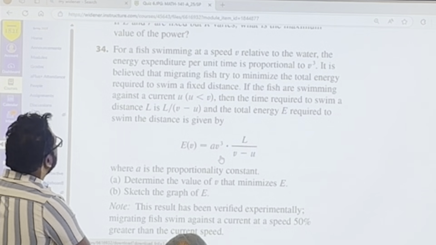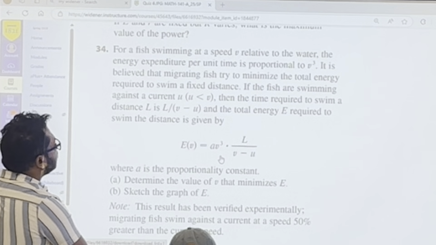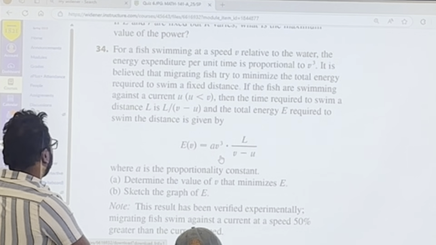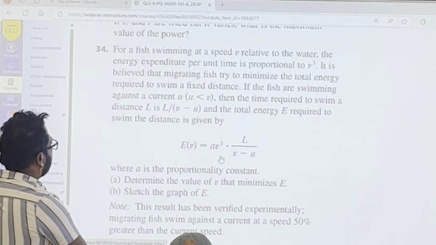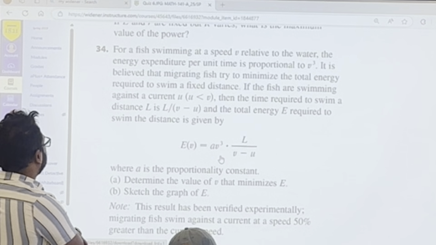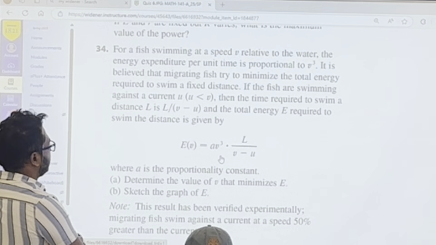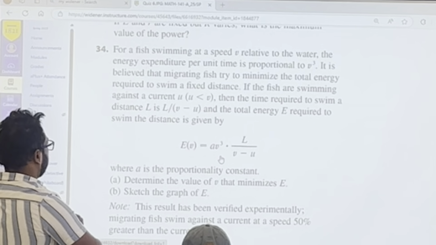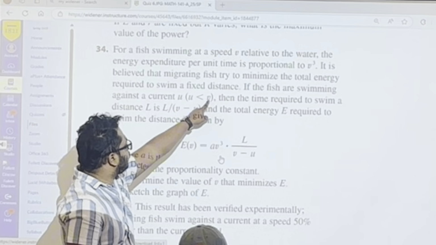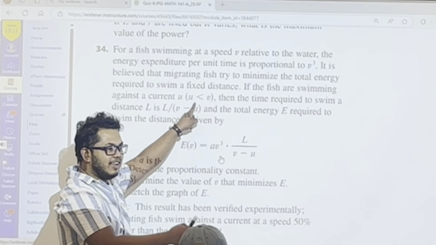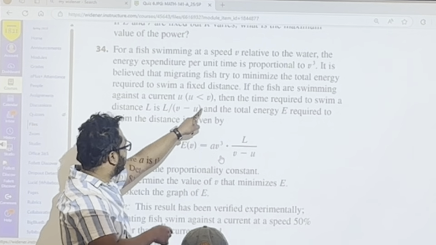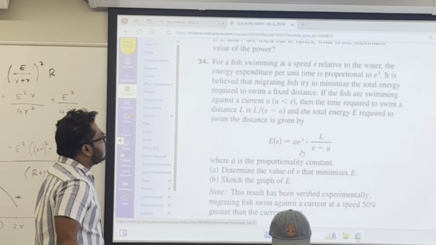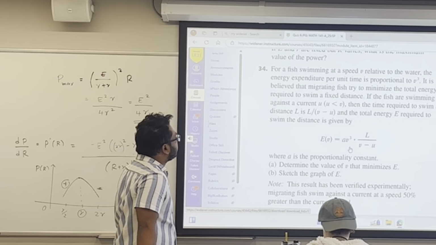It is believed that migrating fish try to minimize the total energy because they need to swim far away, or maybe as long as possible. They try to minimize the total energy required to swim a fixed distance. If the fish are swimming against the current, the water stream u, the fish has to swim faster than u, otherwise it goes with the stream. So v should be more than u, that's the condition to swim across the stream. Then the time required to swim a distance L is this.